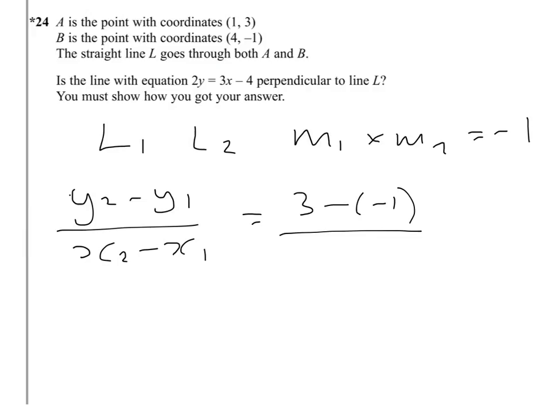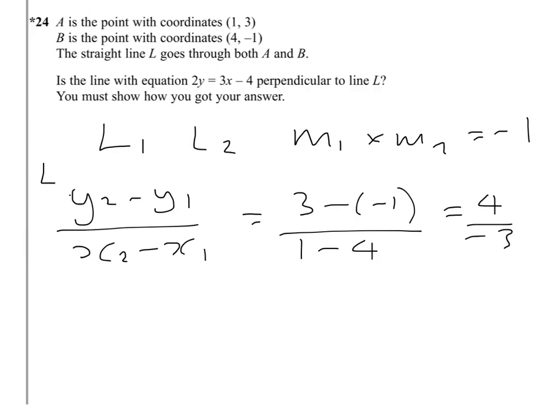You must make sure you do it in the same order that you did the previous one. So that's 1 subtract 4, so 1 minus 4. So 3 minus 1 is 4, and 1 minus 4 is minus 3. So the gradient for our line L is 4 over minus 3. So let's do the second gradient.